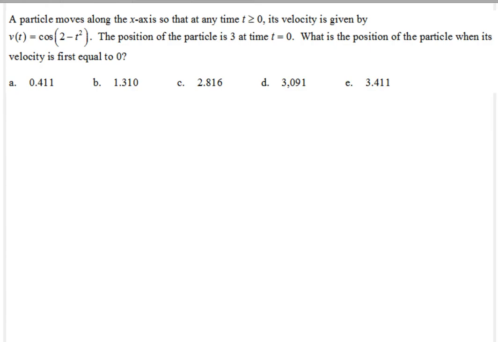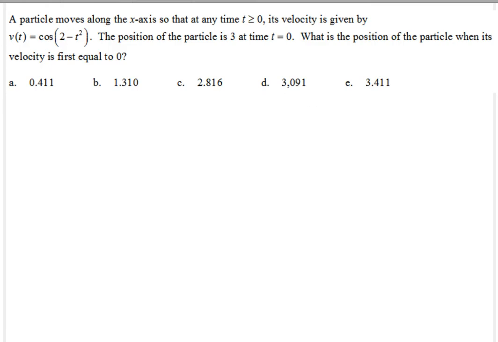A particle moves along the x-axis so that at any time t greater than or equal to 0, its velocity is given by cosine of 2 minus t squared. The position of the particle is 3 at time t equals 0. What is the position of the particle when its velocity is first equal to 0?